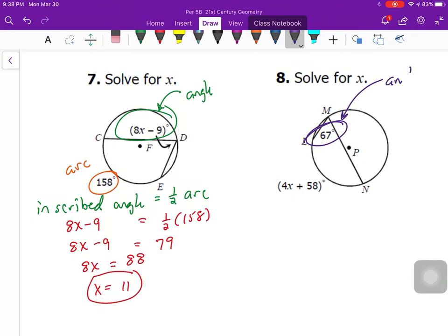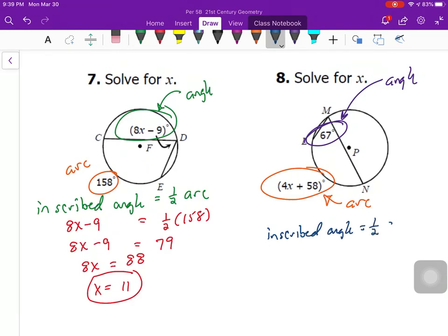The next problem. There's my angle. Here's my arc. And the inscribed angle equals half the intercepted arc. The inscribed angle was 67. The arc was 4x plus 58.